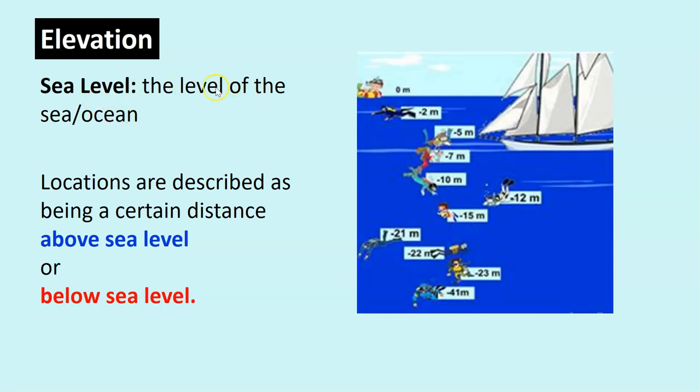So sea level is the level of the sea or the ocean. Look over here. This line represents sea level, and we would label this as 0. Sea level is 0. And then this guy in his inner tube, he is above sea level. And then these divers are below sea level. Locations are described as being a certain distance above sea level or below sea level.